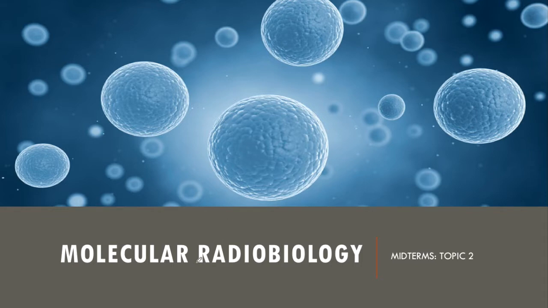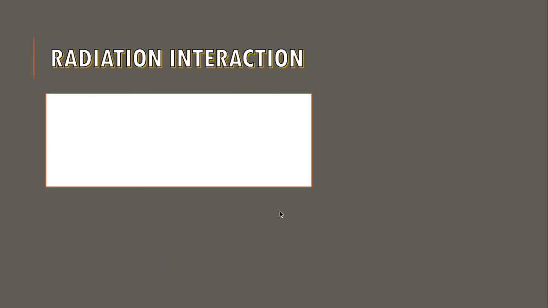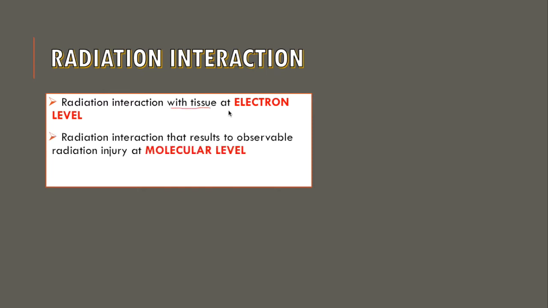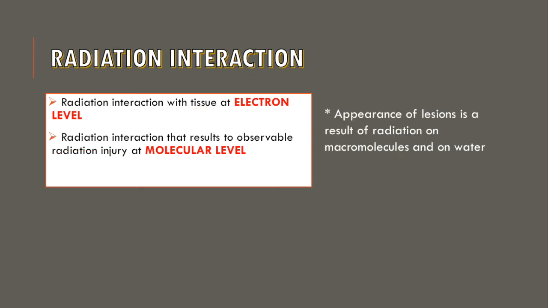Today's lesson is about molecular radiobiology. Radiation interaction with a tissue will interact specifically at the electron level, while radiation that interacts and will result to an observable radiation injury or damage specifically interacts at the molecular level. Appearance of lesions is a result of radiation on macromolecules and on water.